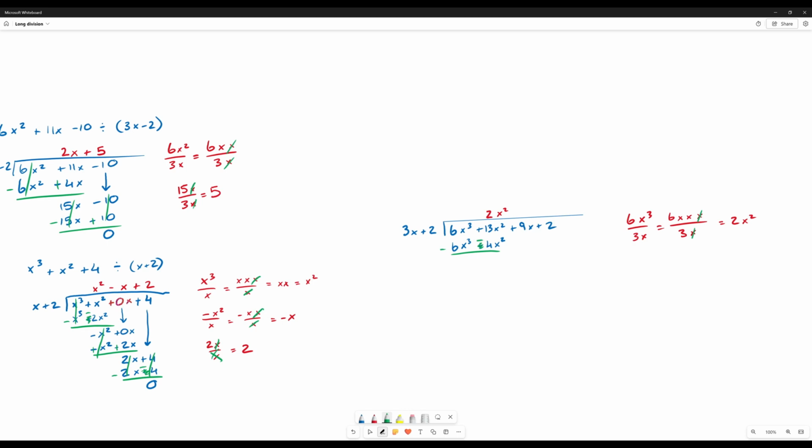I like it because it rhymes. I forgot to cross it out. I'll cross it out in a minute. 13 minus 4 is 9. And you bring down this guy. Plus 9x. Start the whole protocol again.